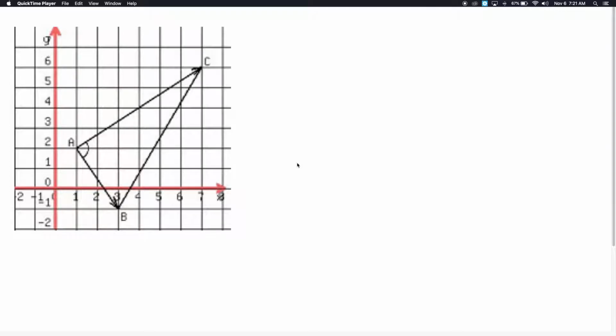Welcome to geometry. And today we're going to be talking about the distance formula. How do I find the distance between 2 points? How do I find the distance of the sides of a triangle?